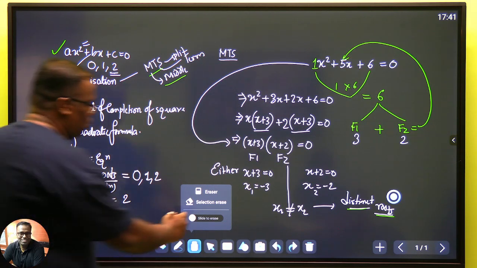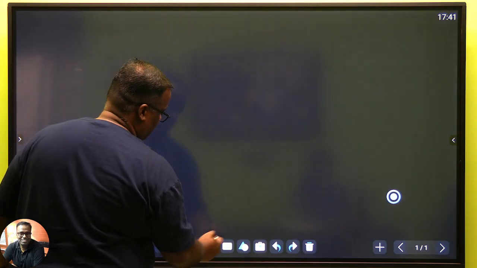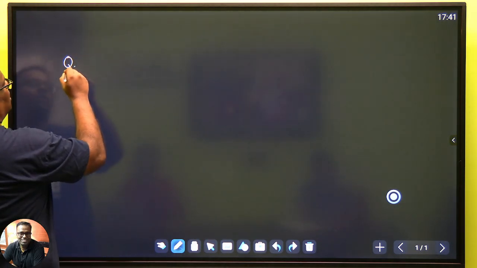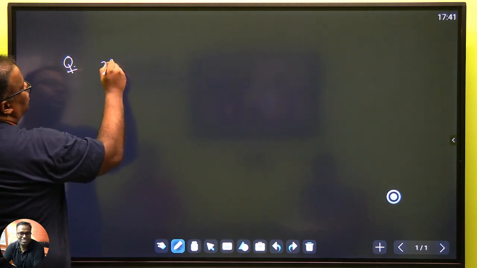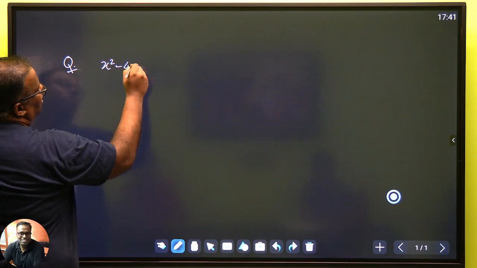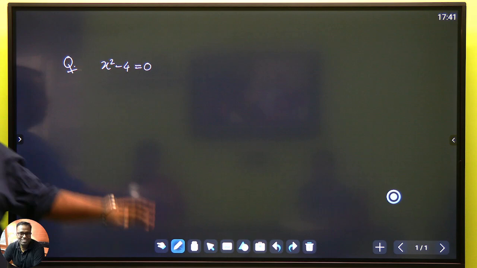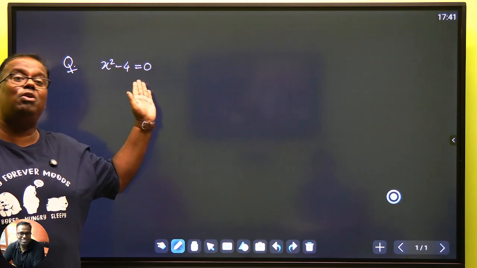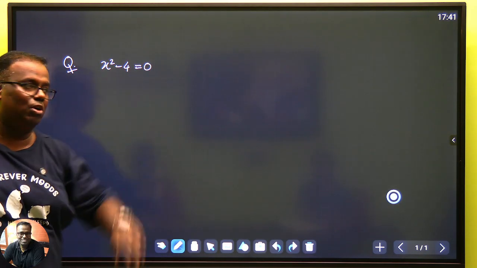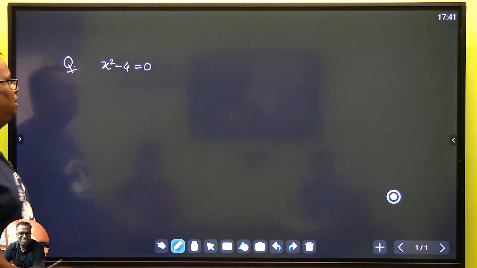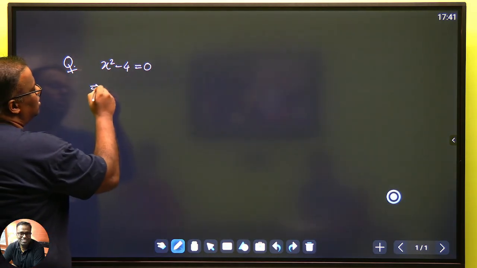Okay. So yes, I take another problem now, and my next problem is, let's say, x square minus 4 is equal to 0. Is it a quadratic equation? Yes, because the maximum power of the variable is 2. How does this look? It is in a square minus b square format, right? So what can I write for this problem?